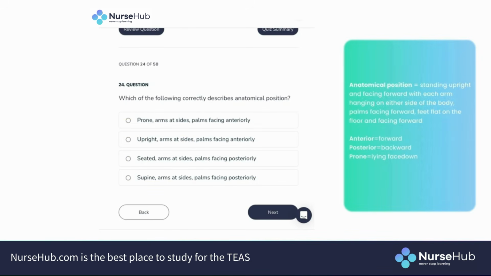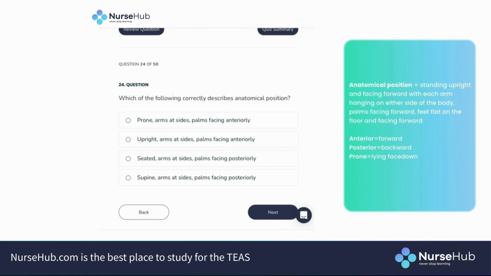Which of the following correctly describes anatomical position? So this question is pretty straightforward. Anatomical position is just one of those things that you're going to need to know and be able to visualize in your head. You also need to be familiar with positional terms. So let's review them and see if that gives us a big clue as to which answer is correct.